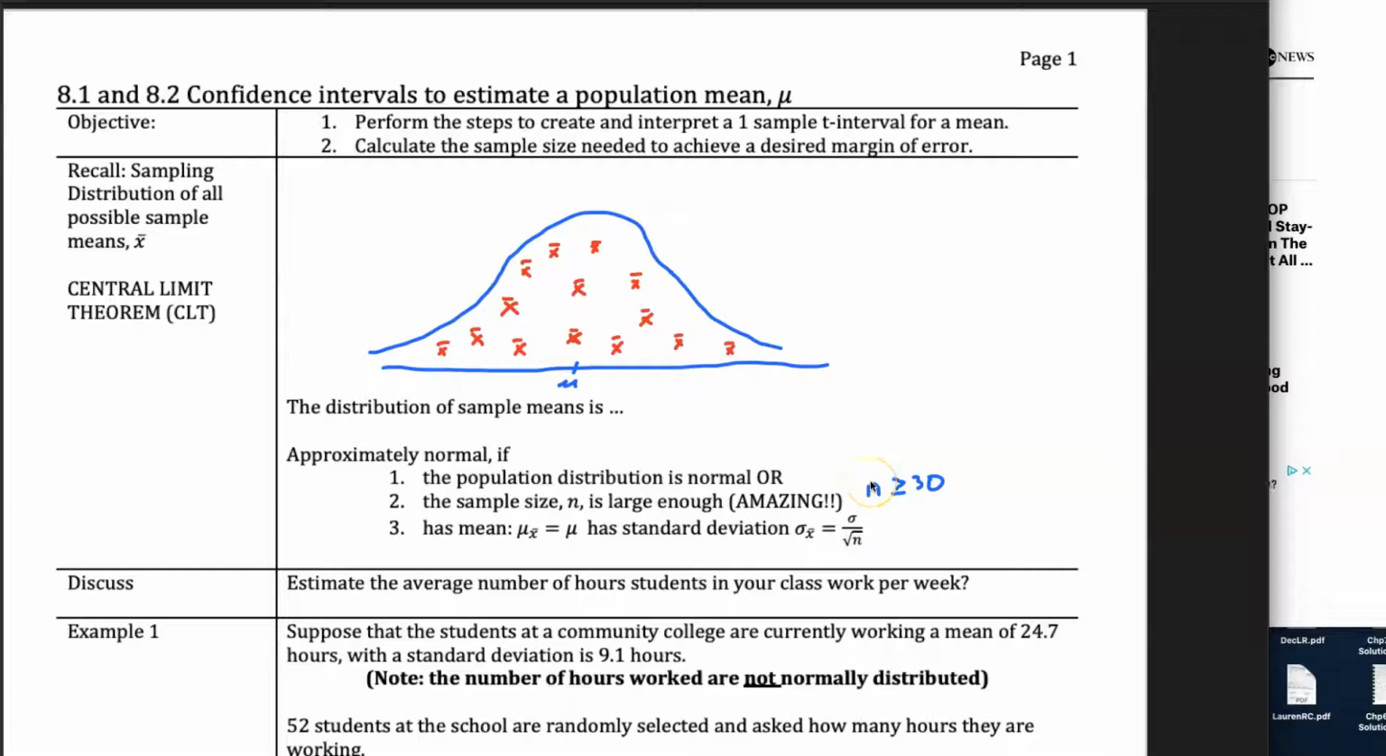We're going to take a look at section 8.1 and 8.2 on confidence intervals to estimate a population mean. And to get us started, to get an idea of thinking about what a confidence interval is, why we care about it, and how to calculate it, let me give you a visual of what that looks like.